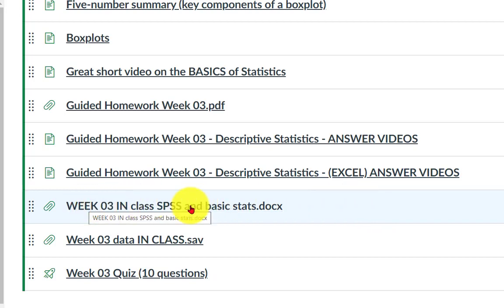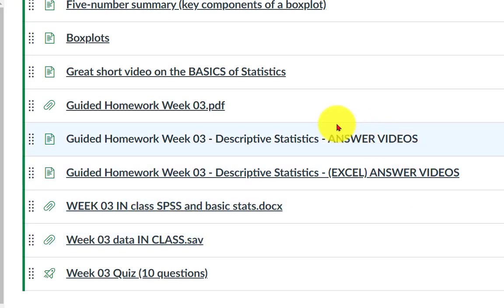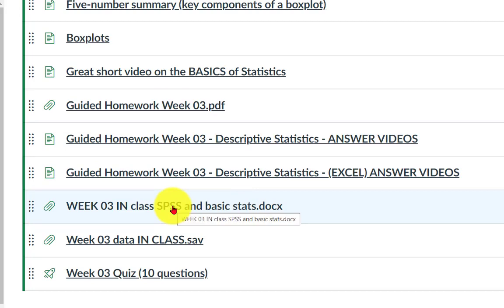So normally we would do it in class, but I'm just going to make a video on how it's done. Not to be confused with the guided homeworks, okay? These are for your edification only, but I strongly suggest you look at the PDF, and if you can't figure out how to answer the questions, watch the answer videos. They're all pretty basic, but this one has a little bit more. I think we're going to do a split file in select cases, but let's get on it.